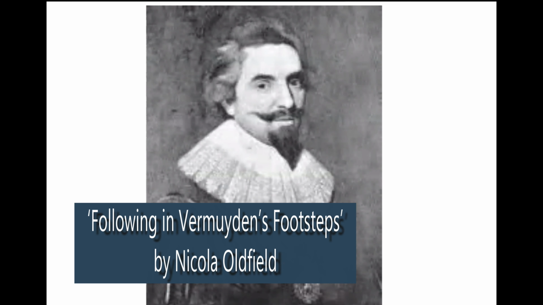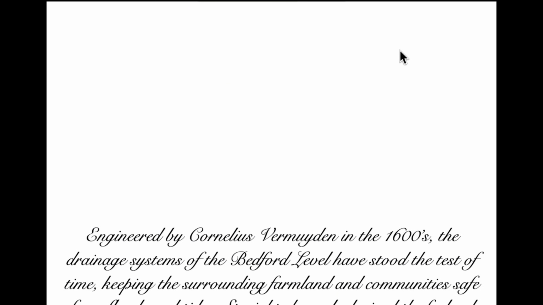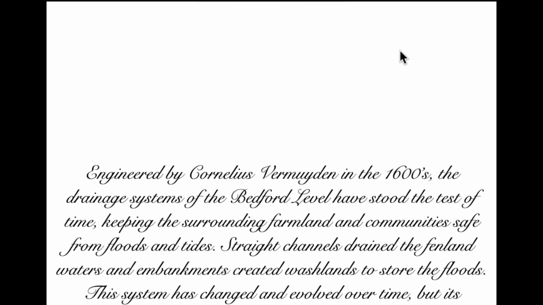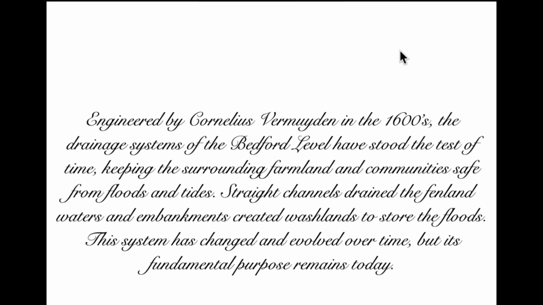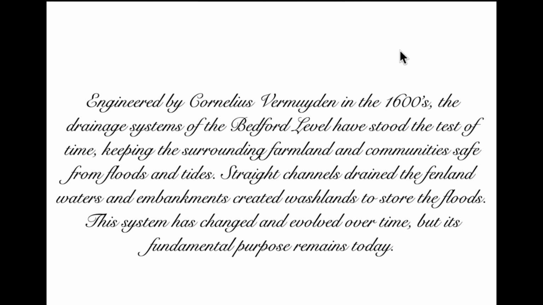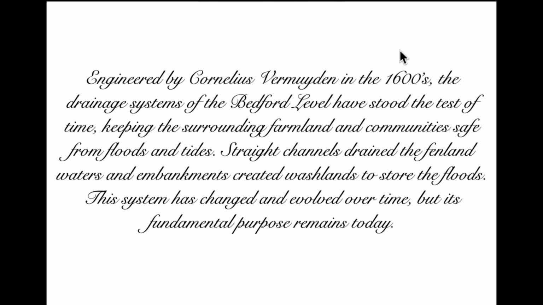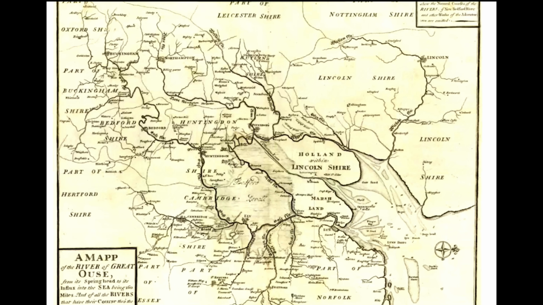Follow in the footsteps of Vermuyden. Engineered by Cornelius Vermuyden in the 1600s, the drainage systems of the Bedford Level have stood the test of time, keeping the surrounding farmlands and communities safe from floods and tides. Straight channels drained the Fenland waters and embankments created washlands to store the floods. This system has changed and evolved over time, but its fundamental purpose remains today.